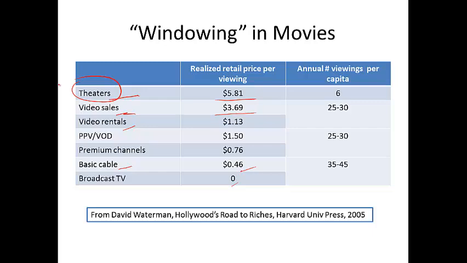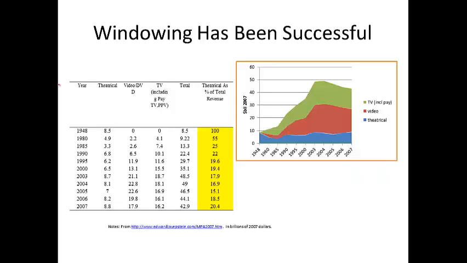Now, has this been successful? Well, it's been fantastically successful. In 1948, essentially all of the revenue to the movie industry came through theatrical viewing. So 100% of the revenue, $8.5 billion in 2007 dollars, came from theatrical. As we move up the time scale to much more recent periods, we see that theatrical has really shrunk as a share of total revenue.